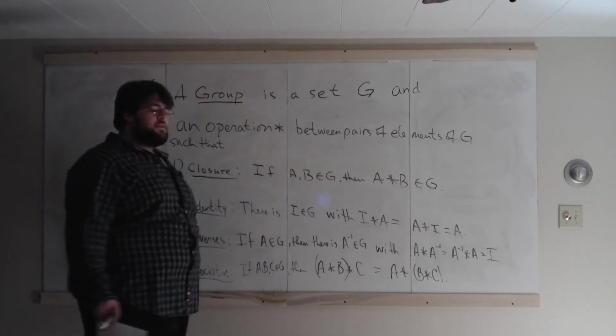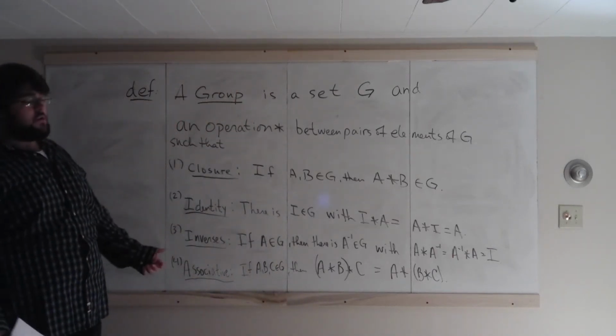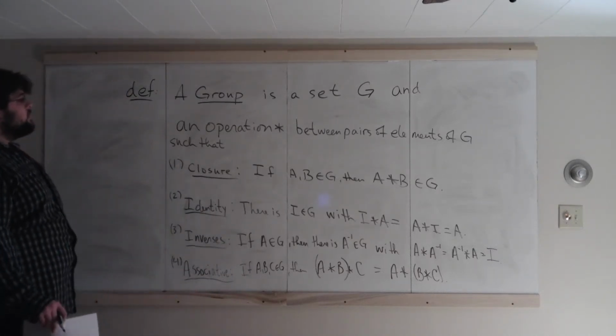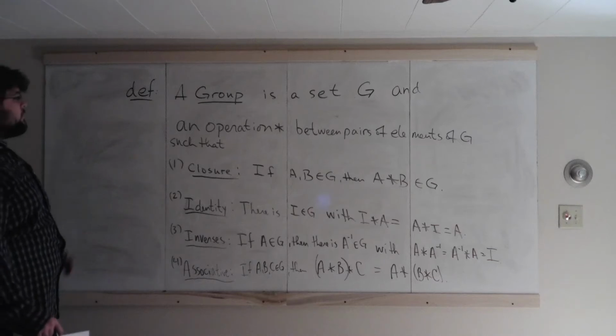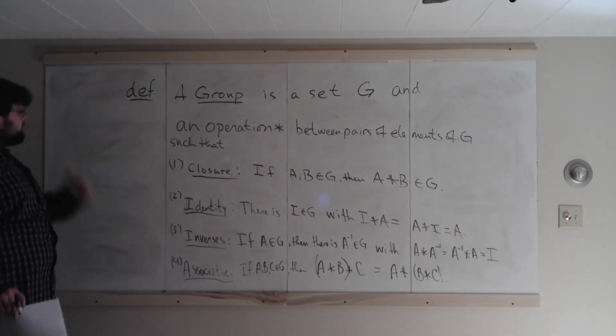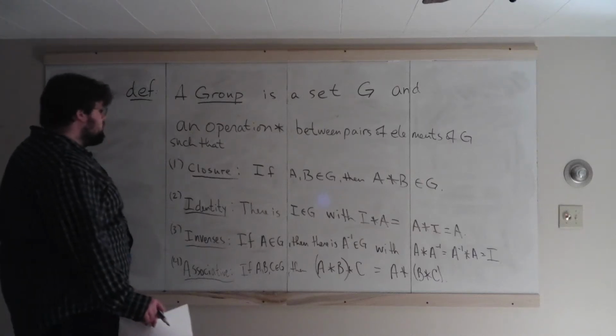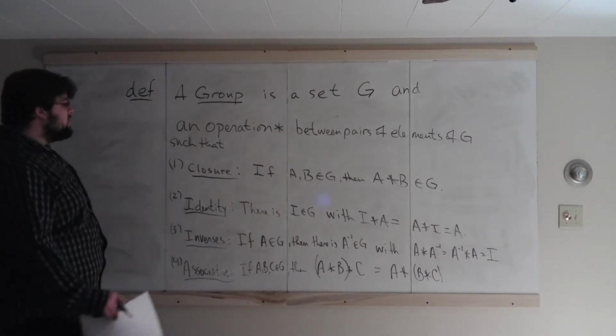So with that last example, our operation was addition, addition on real numbers. But here, in general, a group is a set G and an operation star between pairs of elements of G, and the star satisfies these properties.